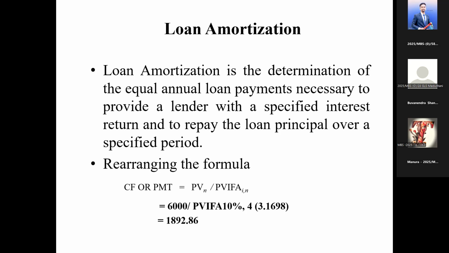If you receive 6 million today from the National Savings Bank, and the interest rate is say 12%, how can you repay your housing loan monthly over the next 15 years from your fixed salary? That is called the amortization schedule. Amortization is the equal annual loan payment, your installment, necessary to provide a lender with a specified interest return plus repayment of principal. The installment includes your principal plus interest to settle your loan.